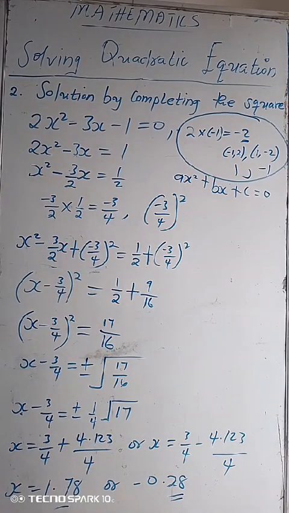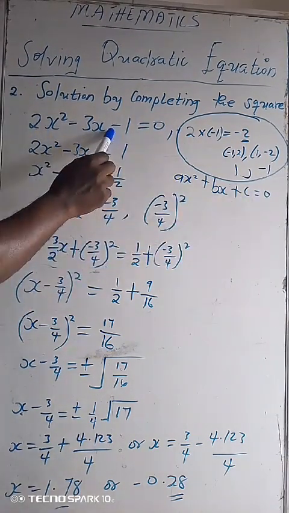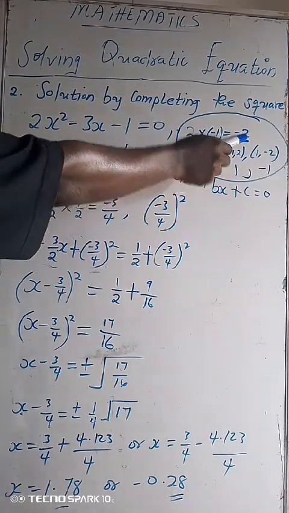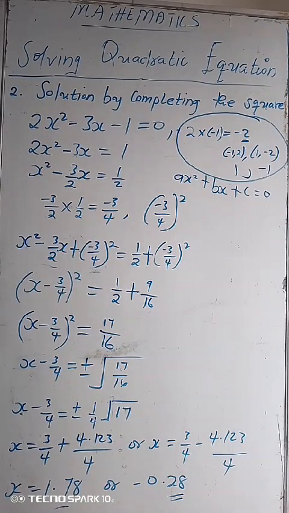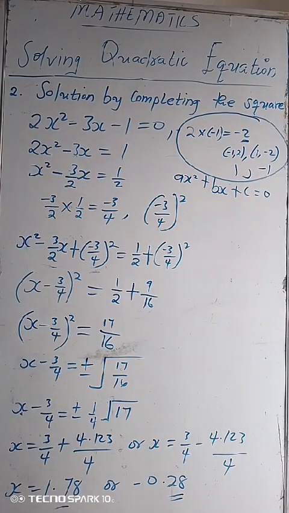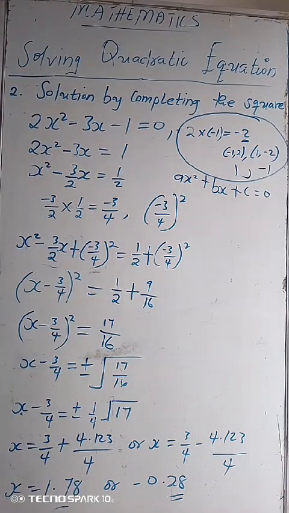And we said that with the method of factorization, the first thing that you have to do is multiply the a by the c. So my a is 2 multiplying the c, which is negative 1. So 2 times negative 1 is negative 2. Now we have to find the factors of negative 2 that when we sum, we're supposed to get negative 3, that is the coefficient of x. Then we can continue with our method of factorization.